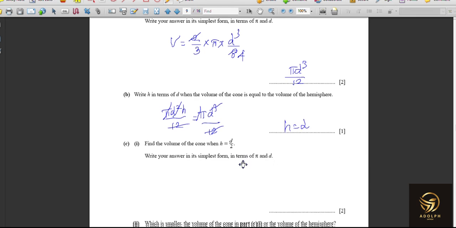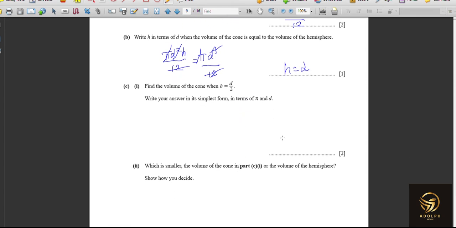Find the volume of the cone when h equals d by 2. So the volume of the cone is pi d square h divided by 12. Now they gave the value of h as d by 2, so it's going to be pi d square into d divided by 12 into 2, so it's nothing but pi d cube divided by 24 is the volume.